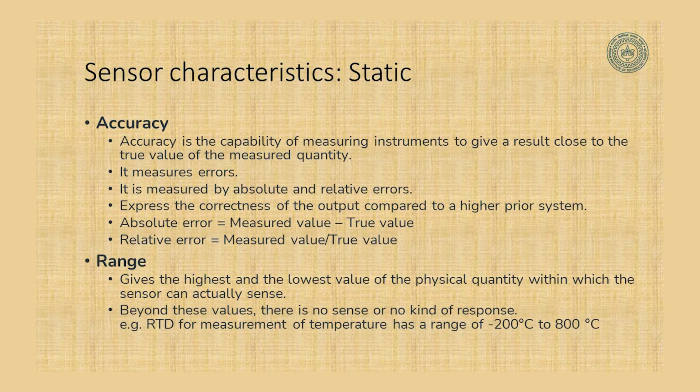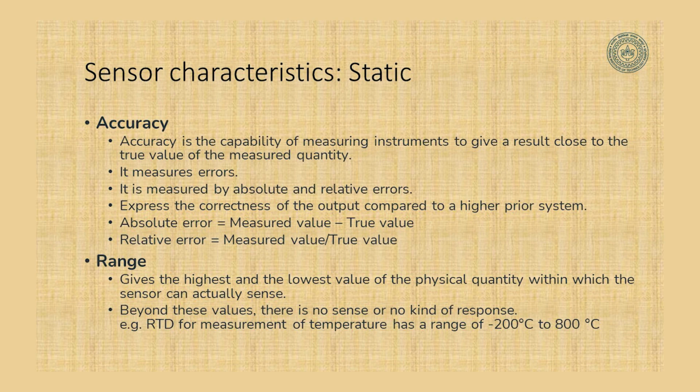Accuracy is the capability of measuring instruments to give a result close to the true value of the measured quantity. Okay, so, how accurate is my sensor? That means, how close is my result to the true value that I am measuring. So, let us say the temperature is 25 degrees and my measurement is 24.9. So, what is the accuracy? 0.1. Okay. So, accuracy is all about measuring errors, and this is measured by absolute and relative errors. So, you may either find out an absolute error, or a relative error.